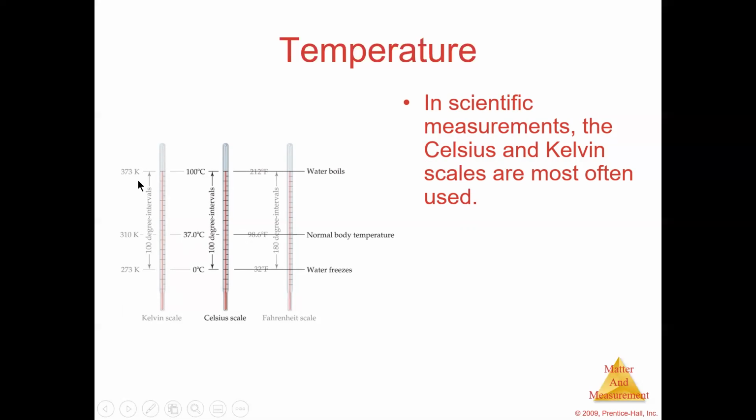Kelvin is also a 100-degree interval as far as boiling for water. The only difference between Celsius and Kelvin is that whatever number you have for your Celsius, you simply add 273. So if you're at 0 degrees Celsius, you add 273 and get 273 Kelvin. If you're at 100 degrees Celsius, you add 273 and that gives you 373. Pretty quick conversion back and forth. The conversion between these two is a little more of a pain.